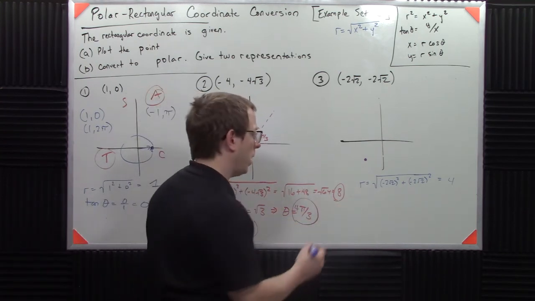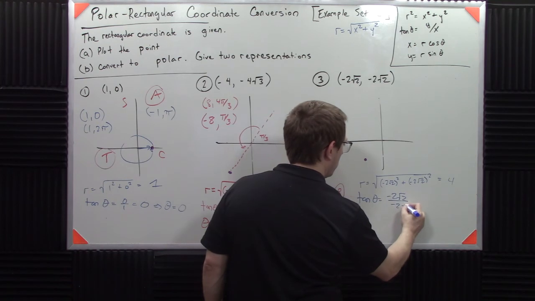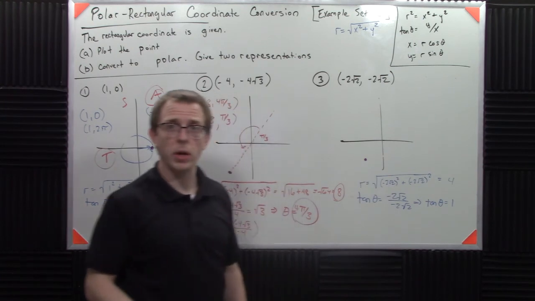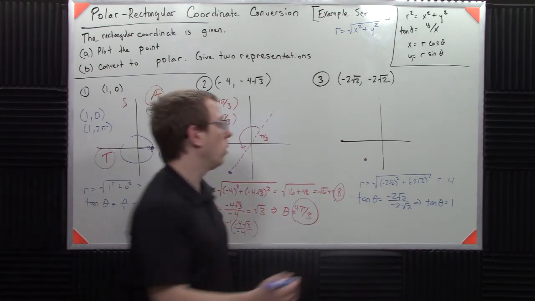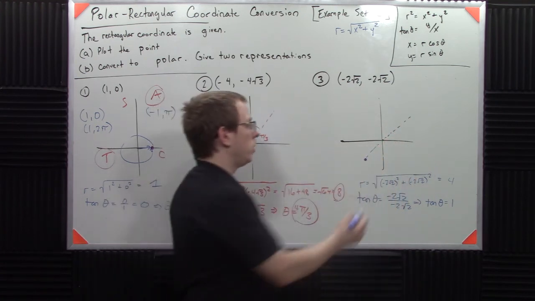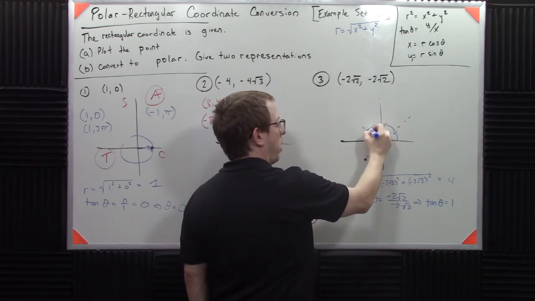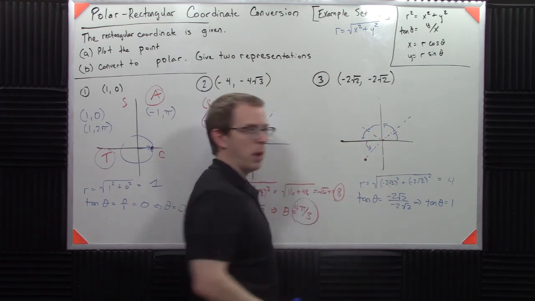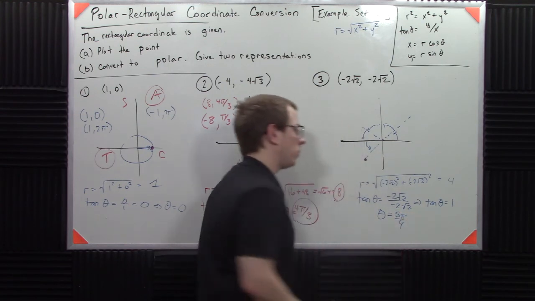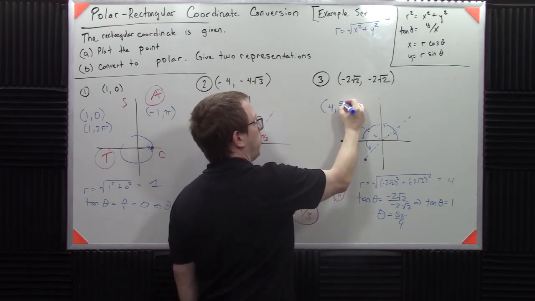Now for theta, again, tangent of theta is negative 2 root 2 over negative 2 root 2. So tangent of theta is 1, which would normally be pi over 4 if we were in the first quadrant. But we're not in the first quadrant, we're in the third quadrant. So it's not 1 pi over 4, not 2 pi over 4, not 3 pi over 4, not 4 pi over 4. It's 5 pi over 4. So in this particular case, your polar coordinates are (4, 5 pi over 4).